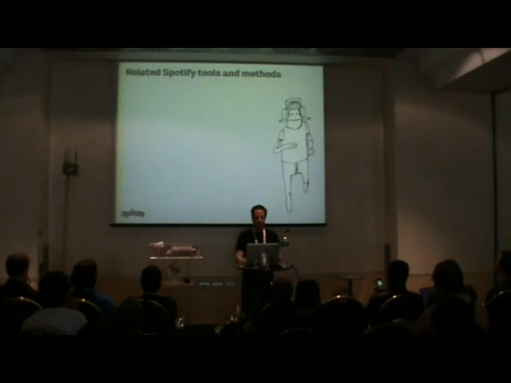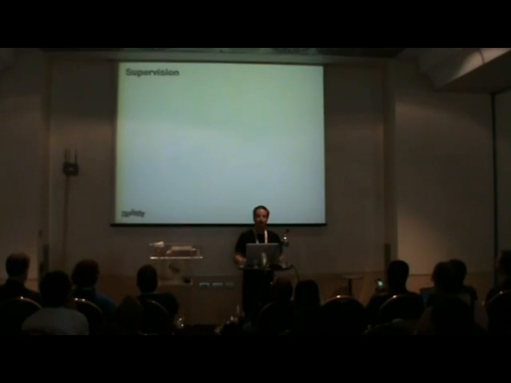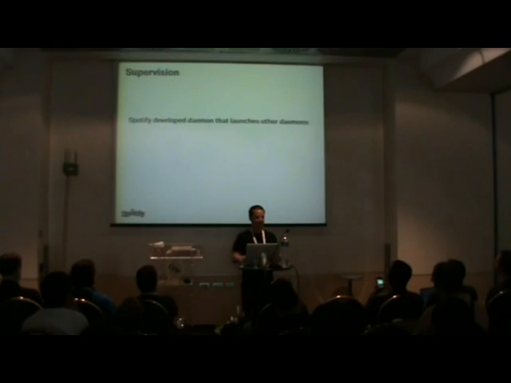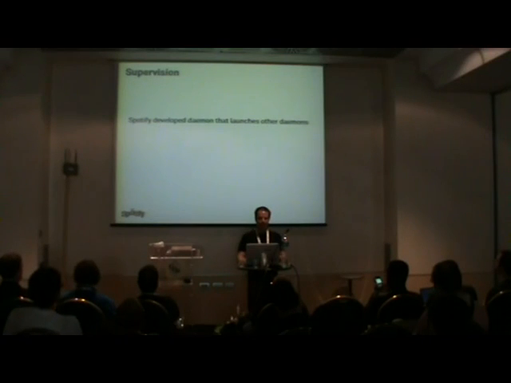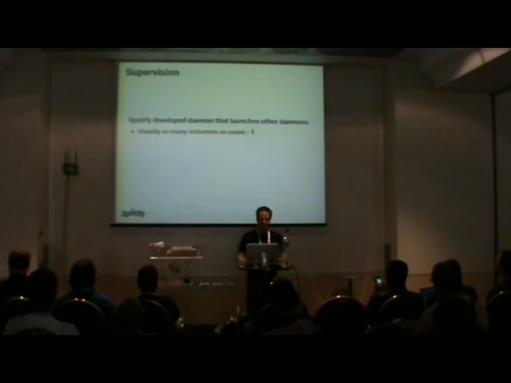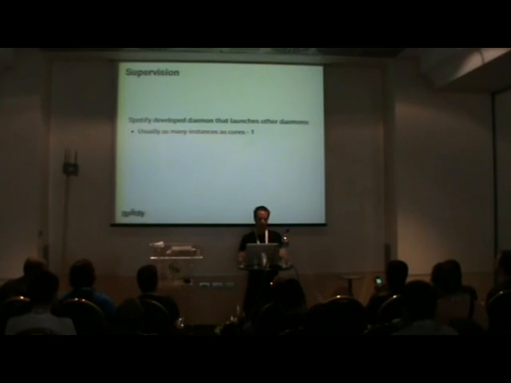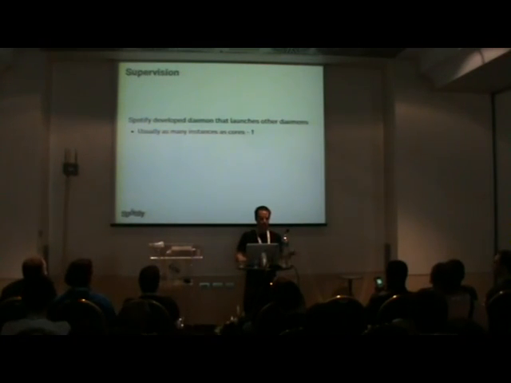All right, so now the last section is going to be about some tools and methods we use at Spotify. Supervise is a little piece of software that was developed at Spotify. There's another piece of software called supervise, which does similar stuff, by Dan Bernstein, but it's not the same as ours. Supervise is a daemon that launches other daemons. We usually configure it so that it will automatically launch as many instances as the server has cores, minus one. We usually reserve one core for other operating system stuff, or cron jobs, whatever. So all the CPUs are pinned, other stuff can go on the server still.